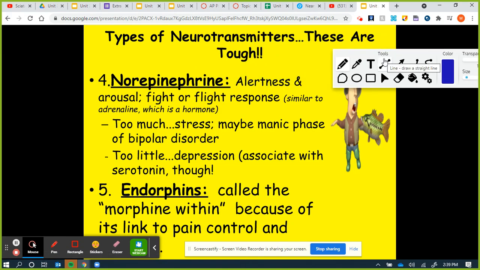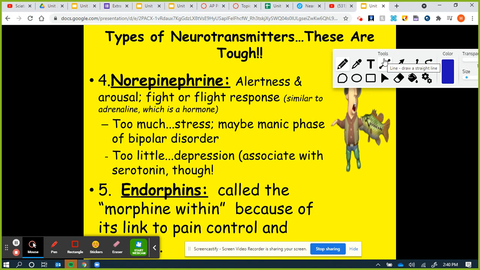Norepinephrine. Norepinephrine is the fight or flight neurotransmitter. It's released in stressful situations. It is basically the exact same thing as adrenaline. It's just adrenaline is in the endocrine system and norepinephrine is in the nervous system.